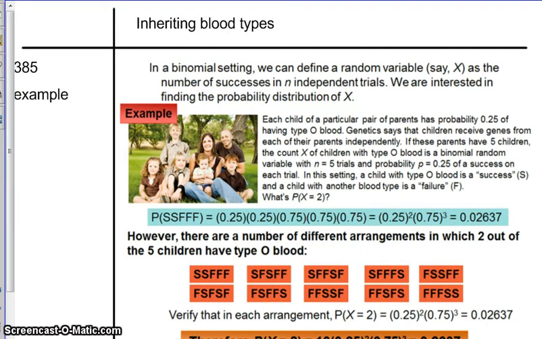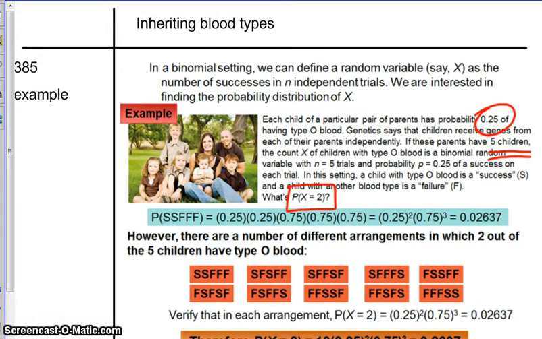So an example we can look at now, how am I going to find these probabilities? So we have a situation here, we have a family, and the probability that a child has type O blood is 0.25. Okay? So if I have a family with 5 kids, what's the probability that 2 of them have type O blood?